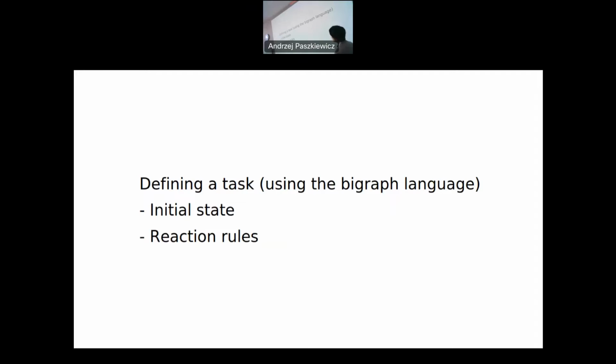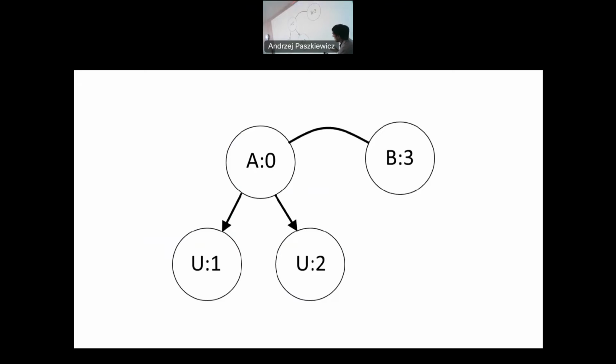Defining a task using the bigraph language, like I said, consists of describing an initial state and a set of reaction rules. In this case, this is the graphical representation of the initial state for the system described earlier. Like I said, there are two types of areas, A and B, and two indistinguishable UAVs. This now describes the notation that I used to describe a vertex with control U.